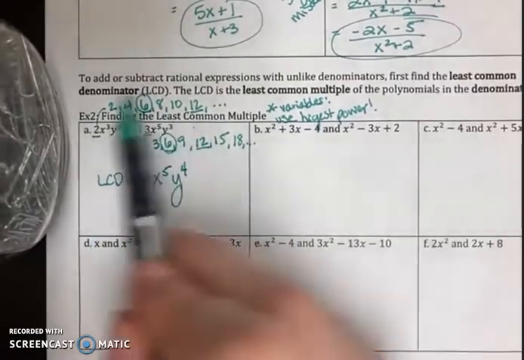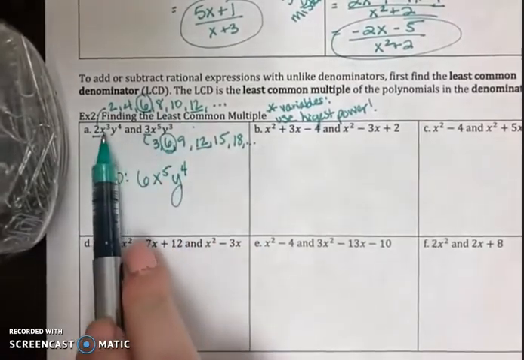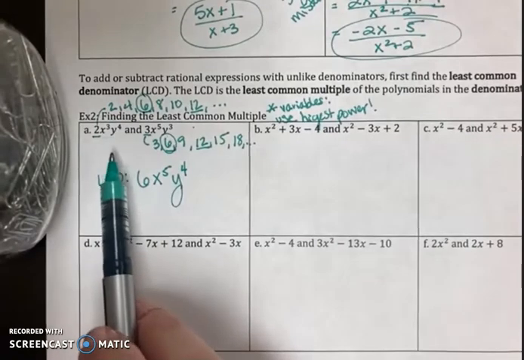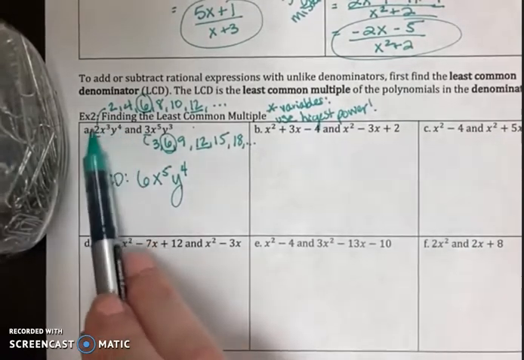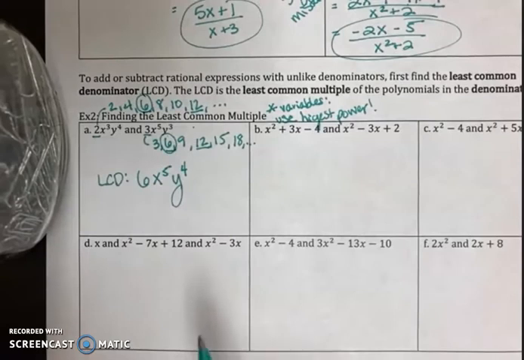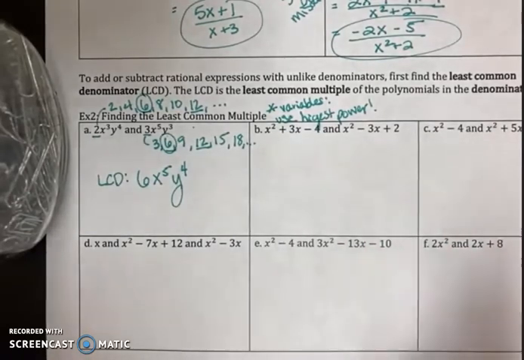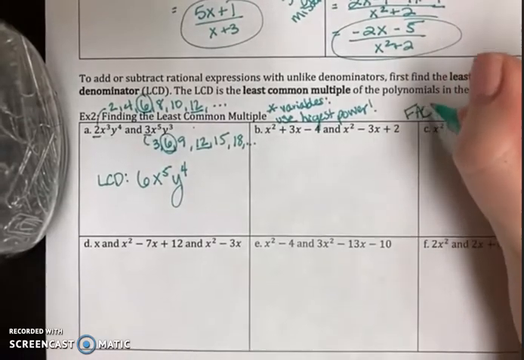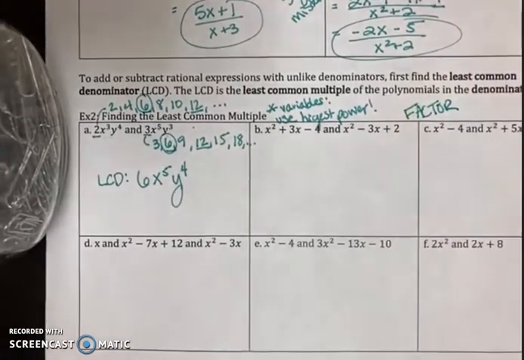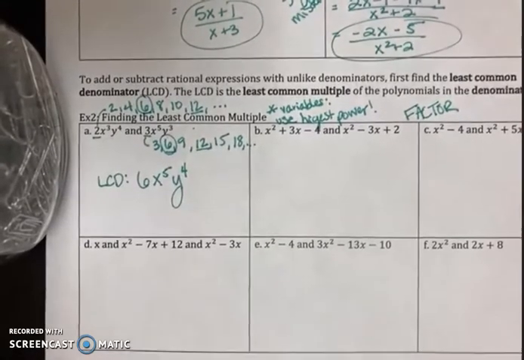This is the process when I use monomials, okay? That means that it's a polynomial with one term. There's no addition or subtraction. Whenever we do have addition or subtraction, so like what we have over here, we need to factor first. Only after we factor can we identify what the least common multiple will be.